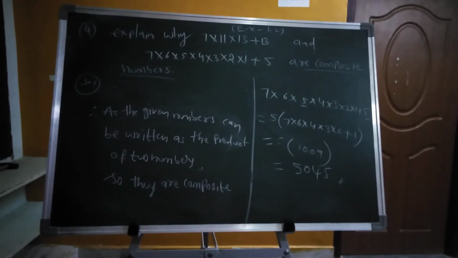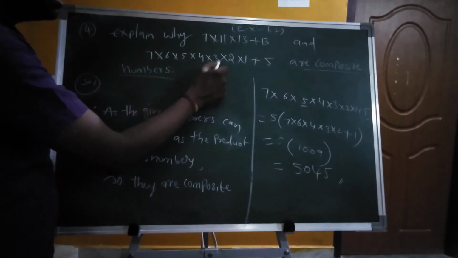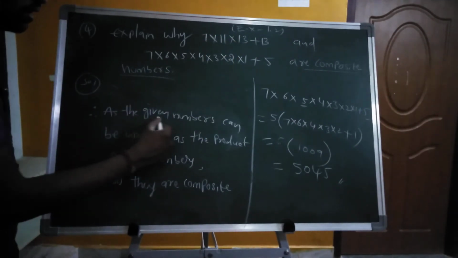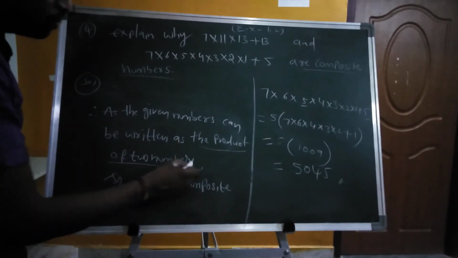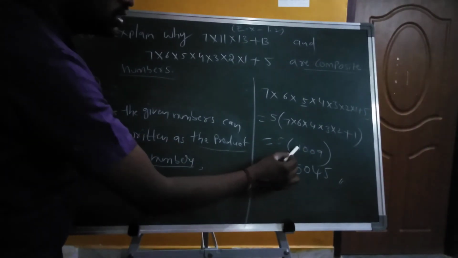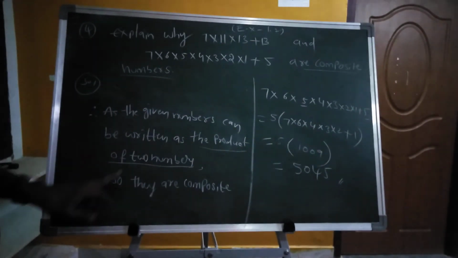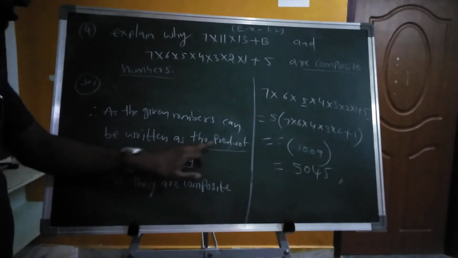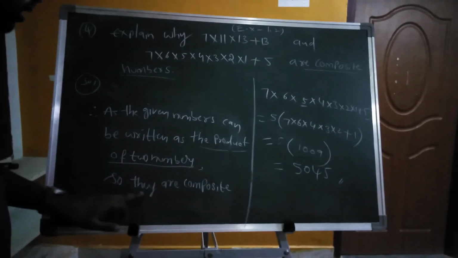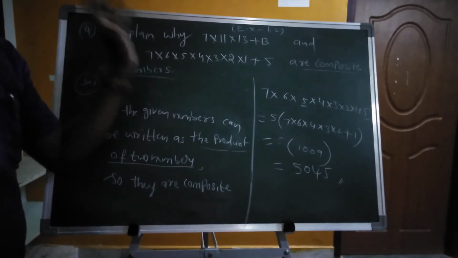Finally, write down this statement: as the given numbers can be written as the product of two numbers. Here a product of two numbers is there, previously also a product of two numbers, right? So the given numbers can be written as the product of two numbers, so they are composite numbers. These two numbers are composite numbers.